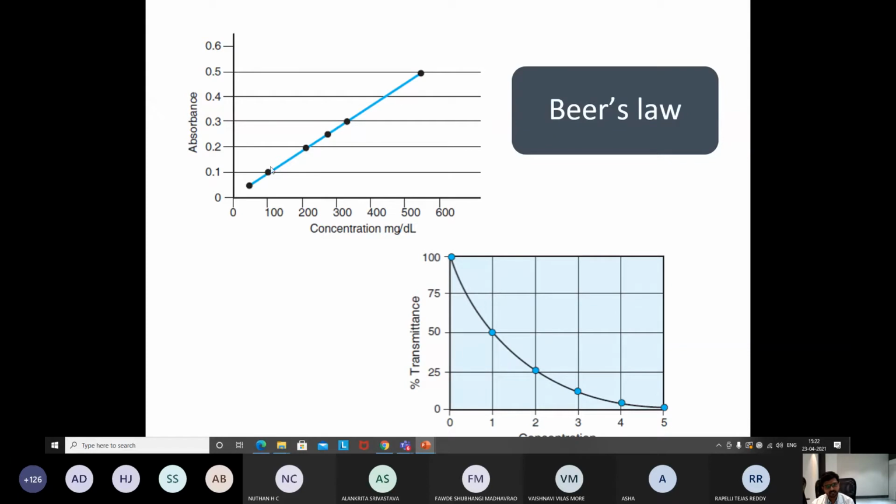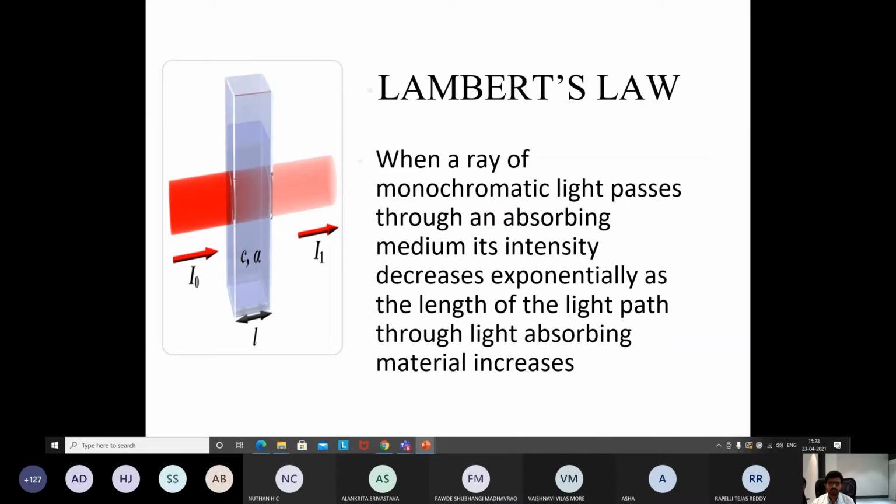So concentration goes on increasing: 100, 200, 300, 400, 500 and 600. So this absorbance is also increasing according to the concentration of the substance in the solution. So transmittance is going to decrease, absorbance going to increase according to the Beer's law. There is one more law based on which our calorimeter works. So our calorimeter works mainly based on this Beer's law and the Lambert's law.